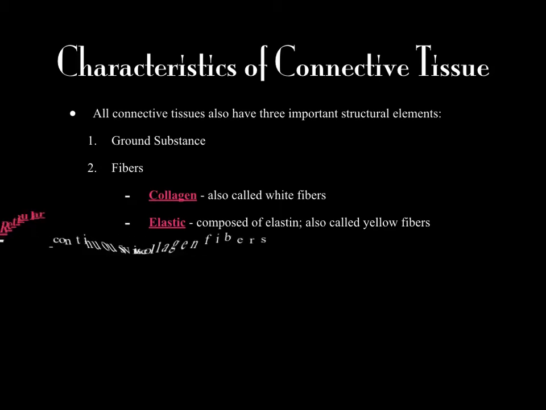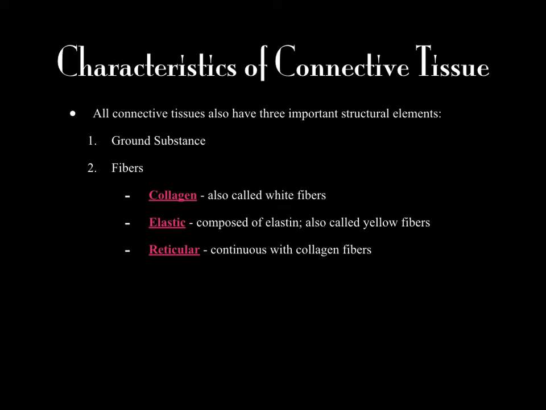The last type of fiber are reticular fibers. These are fibers that are continuous with collagen fibers, and these fibers are important because they form a branching network that surrounds blood vessels and supports many of the tissues of your organs.